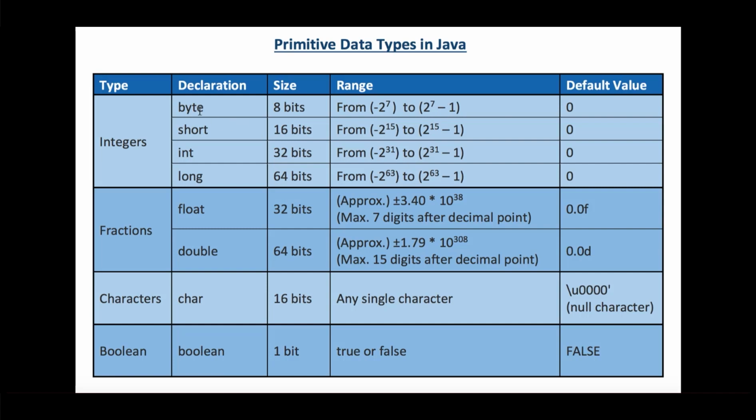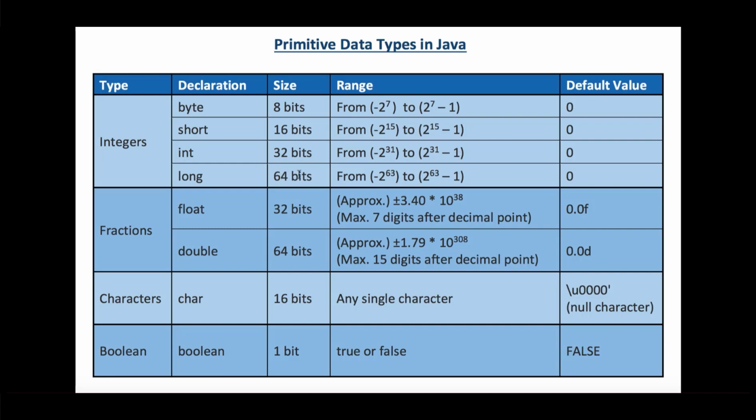As we can see, byte is 8-bit, short is 16 bits, int is 32, and long is 64. And the range of numbers they can store is kind of associated with the size. The size is 8 bits. The range is from minus 2 raised to 7 to 2 raised to 7 minus 1. And for short, the range is minus 2 raised to 15 to 2 raised to 15 minus 1. For integer, 32 bits, so the range is minus 2 raised to 31 to 2 raised to 31 minus 1.